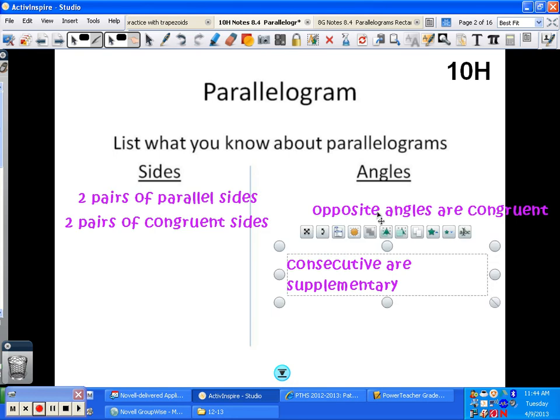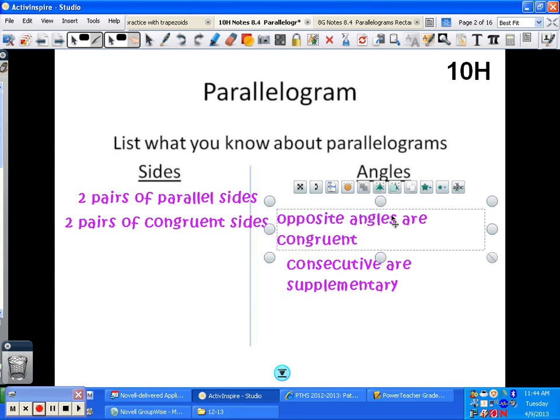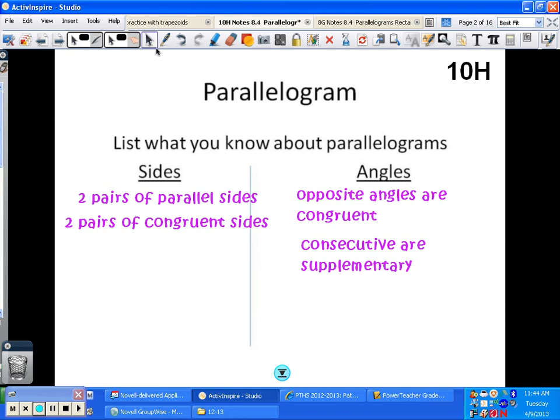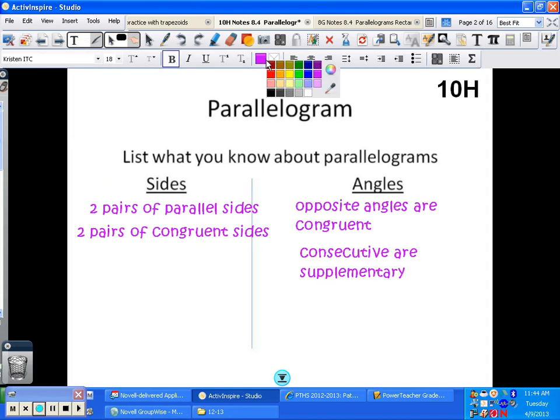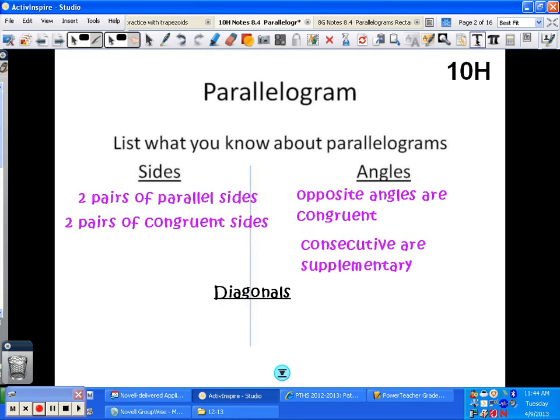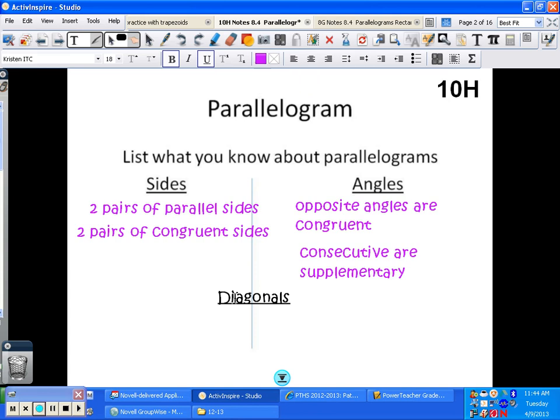I'm going to add another section here for the diagonals, because we want to make sure we have some things straight and squared away about the diagonals of a parallelogram, and the diagonals of quadrilaterals in general. About the diagonals of a parallelogram, we know that they bisect each other. No need to underline that. So the diagonals bisect each other.